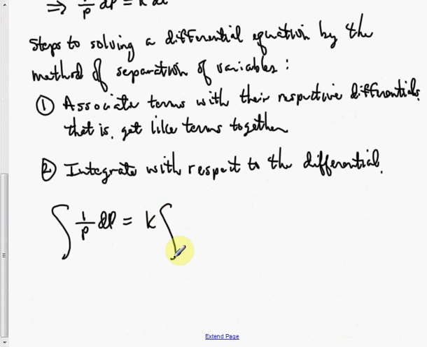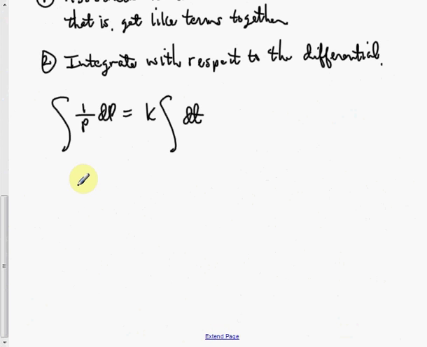So for this problem, what we have is the integral of 1 over P dP is equal to k, which is a constant so I can pull it out, times the integral of dt. So I integrate the first one with respect to dP. That's just dP over P, so that's the natural log of P. So here, it's the natural log, absolute value of P, is equal to k times t, since the integral of dt is just t, and then plus some constant. Let's call that c sub 1.